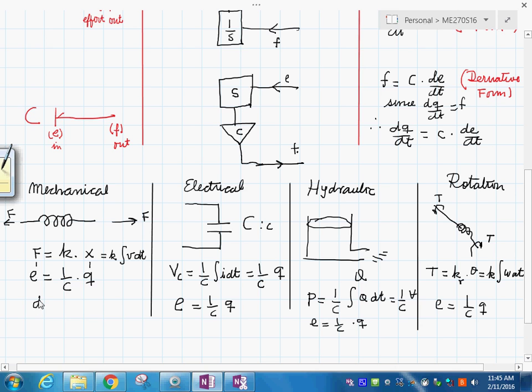So this way you have the representation of the different energy domains, and we have seen the bond graph representation in integral form and derivative form, the block diagrams, and the corresponding equations, and as they relate in different energy domains.